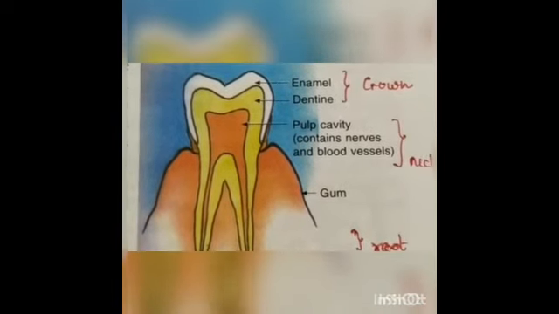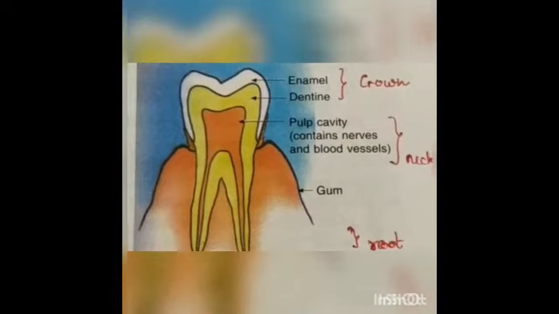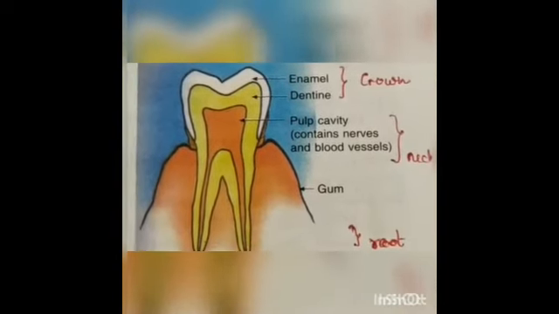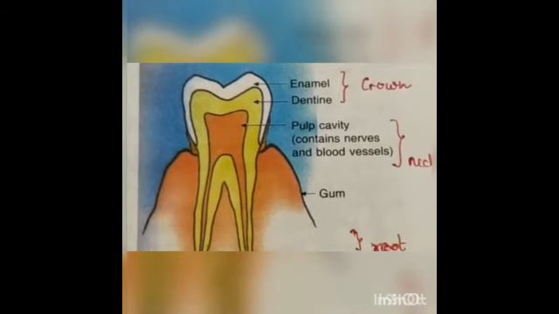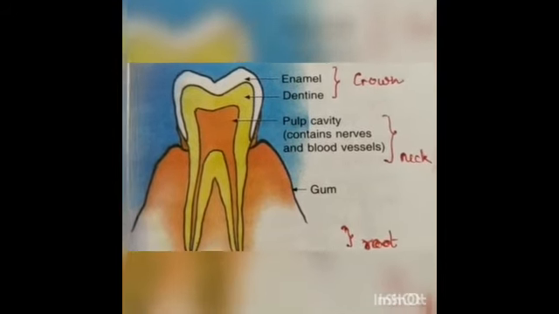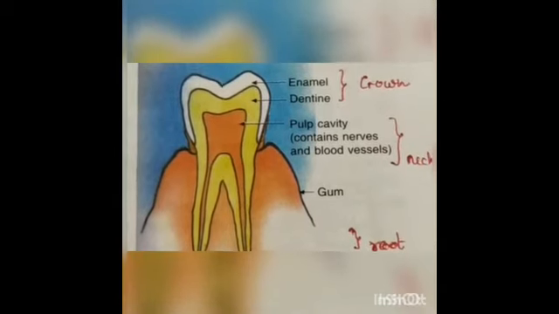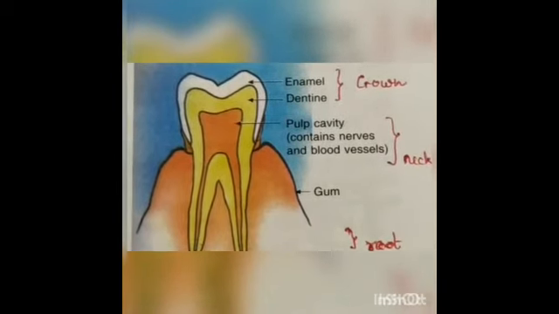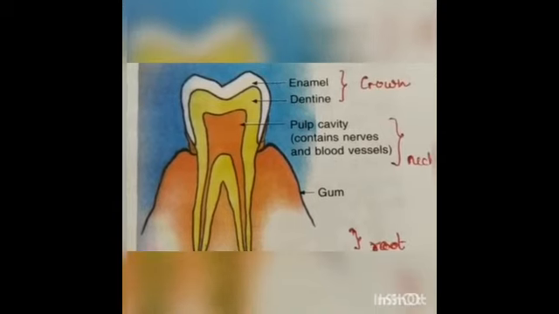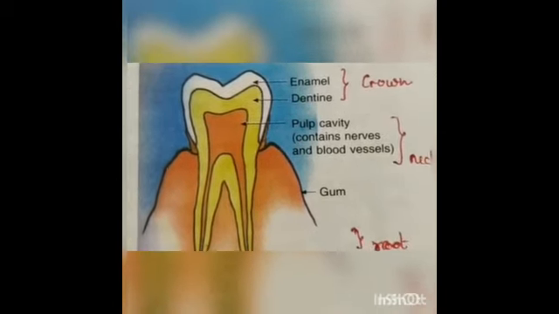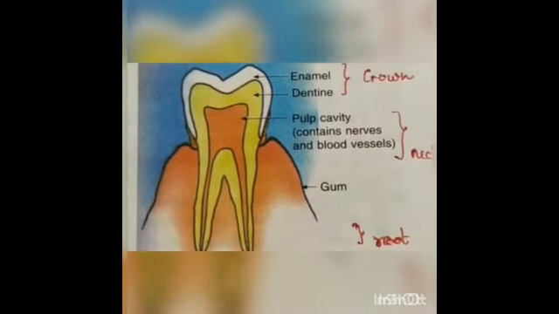decay. In the diagram you will be able to see that the upper part of the tooth which we can see in our mouth is called the crown, and the middle part of the tooth which is inside the gums is called the neck, and the lower part which is generally embedded in the jaw bone is called the root of the tooth.